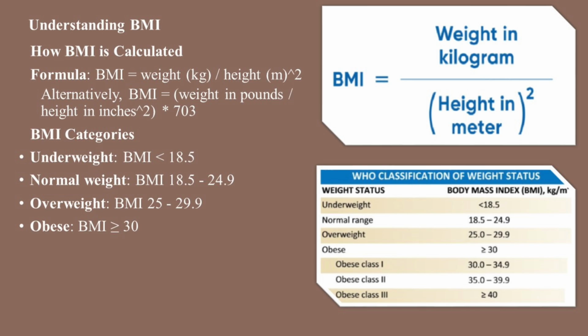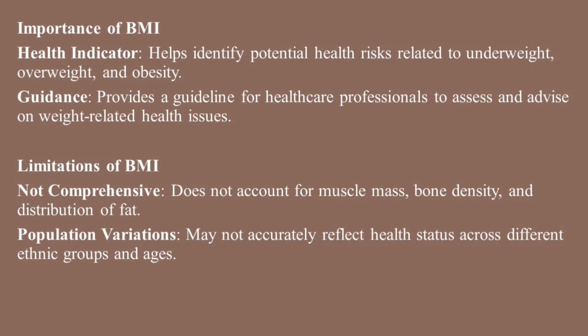BMI categories. Underweight: a BMI less than 18.5 is considered underweight. Normal weight is a BMI of 18.5 to 24.9. Overweight is 25 to 29.9. Obese is equal to or greater than 30.